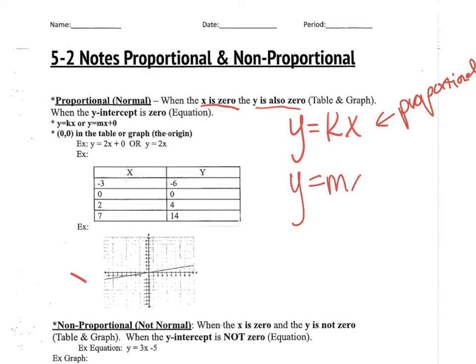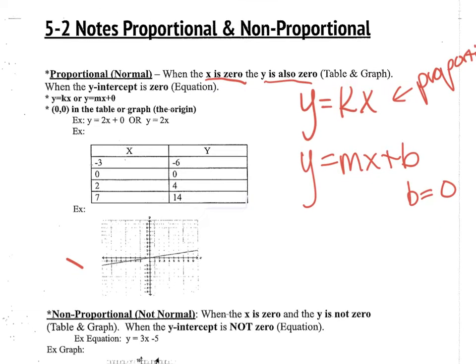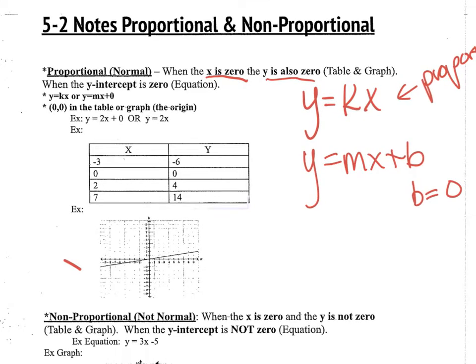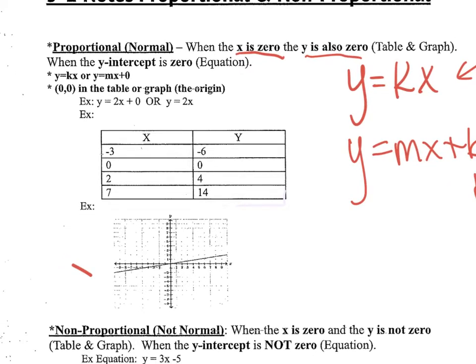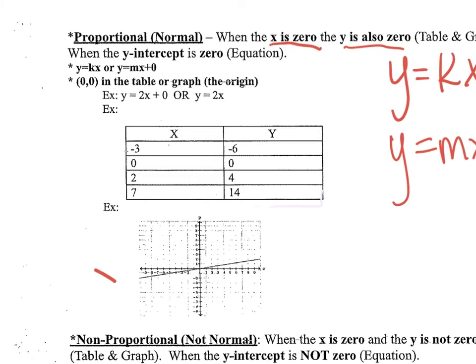Y equals mx plus b, your slope-intercept form, can be proportional as long as your b is 0. So if it's an equation, there's no y-intercept, or the y-intercept is 0. For example, y equals 2x plus 0, or y equals 2x. If you have a table, you want to see the x value of 0 and the y value of 0. So 0, 0. And then think about a graph.